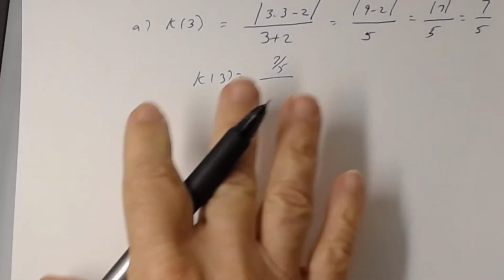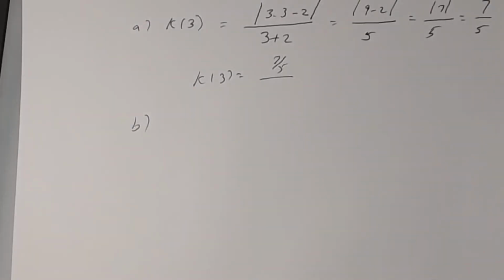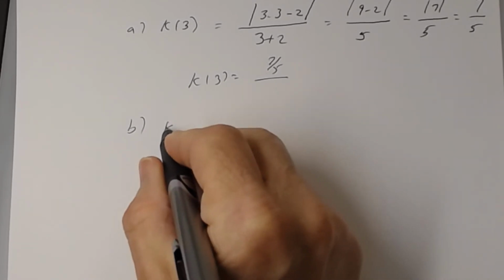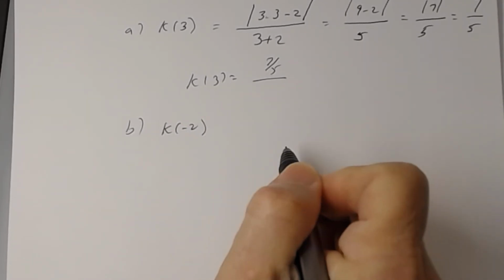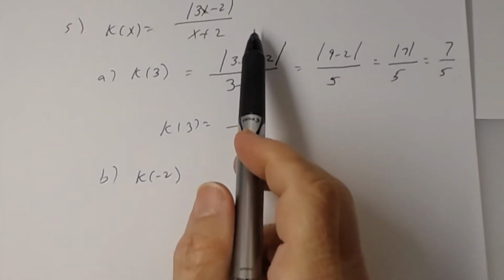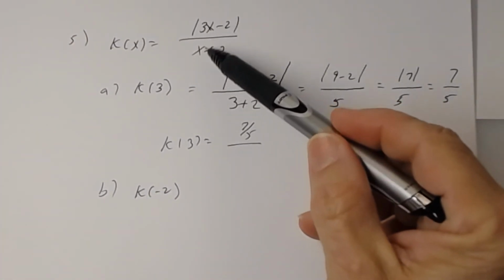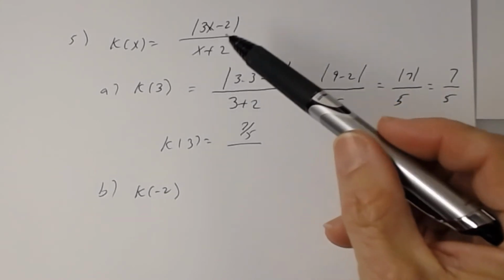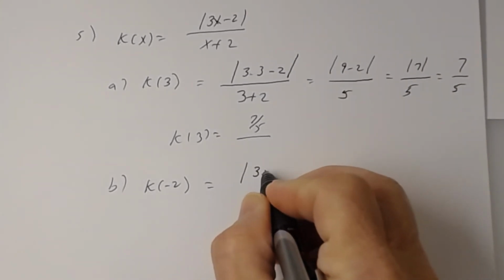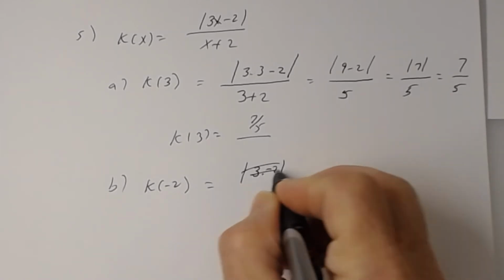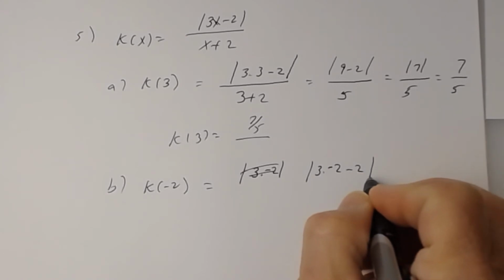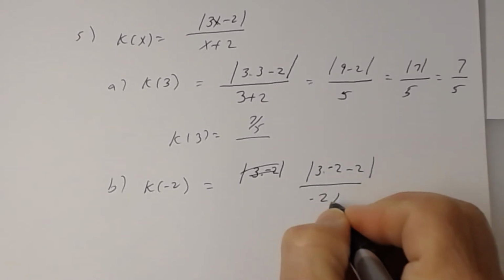All right, so make a comparison between all the stuff we've done. Part B, you want to find k of negative 2. Same thing. Where we see the variable x, you're going to substitute what? Negative 2. So I'm going to get the absolute value of 3 times negative 2, subtract 2, over negative 2 plus 2.